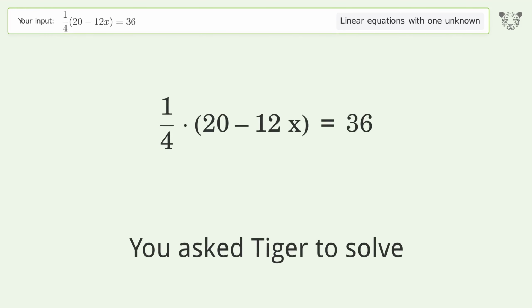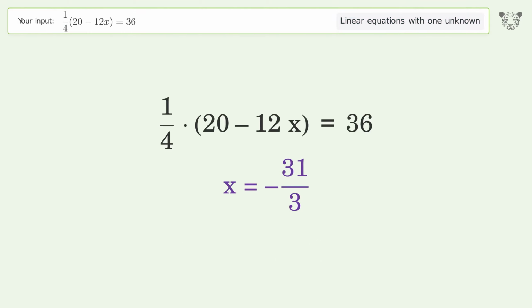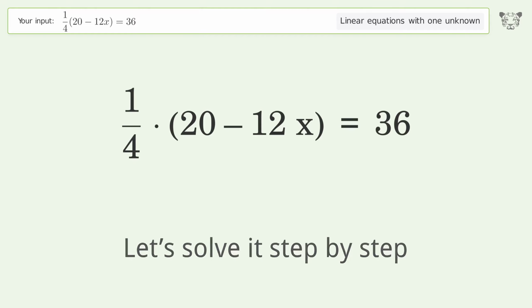You ask Tiger to solve. This deals with linear equations with one unknown. The final result is x equals -31/3. Let's solve it step by step.